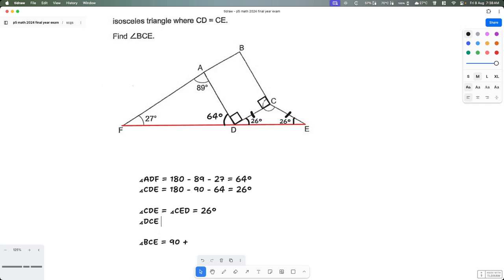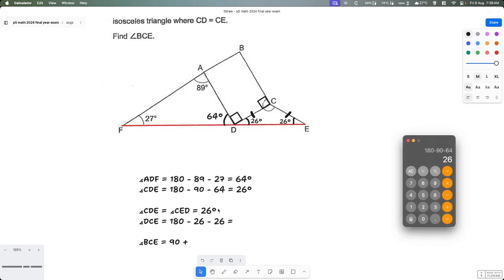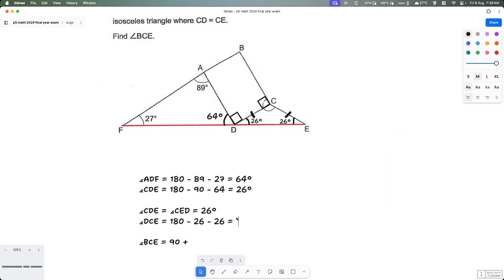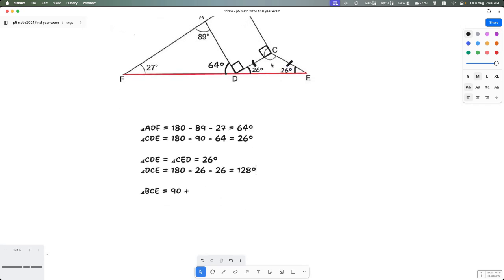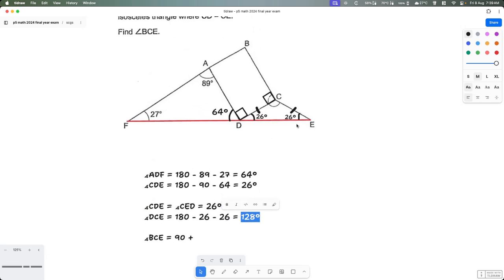DCE is equal to 180 minus 26 minus 26. This is 128 degrees. So now we know this is 128. I'm going to put it here so we can know BCE. Over here, it's 90 plus 128, which is equal to 218 degrees.